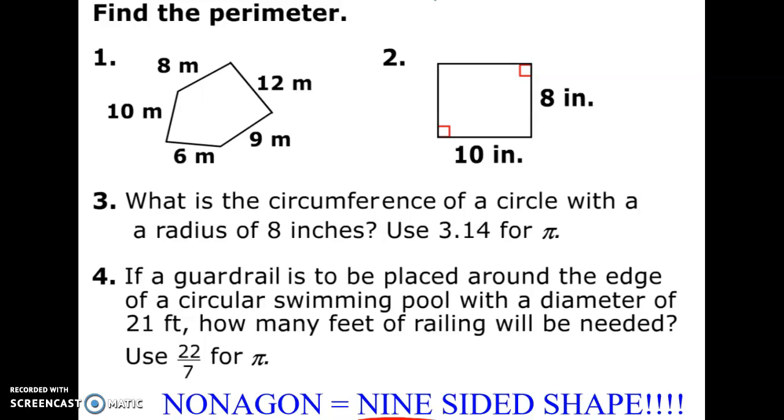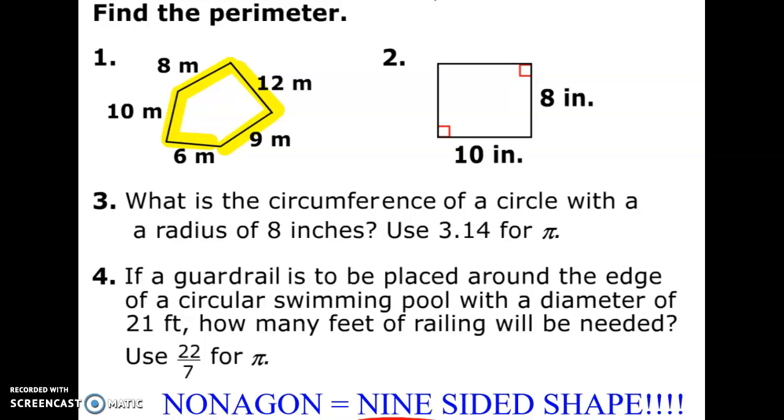Okay, what we're going to be doing today is finding the perimeter. So once again, we can add those sides up in any order. On this first one right here, I might say, okay, 8 and 12 is 20, plus another 10 is 30, plus 9 is 39, plus 6 would give me 45 meters.